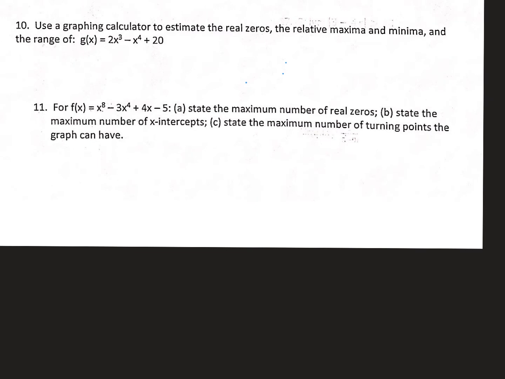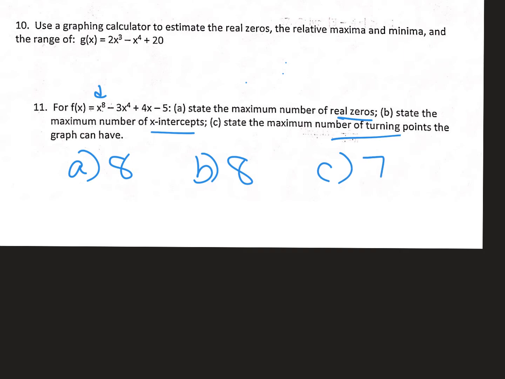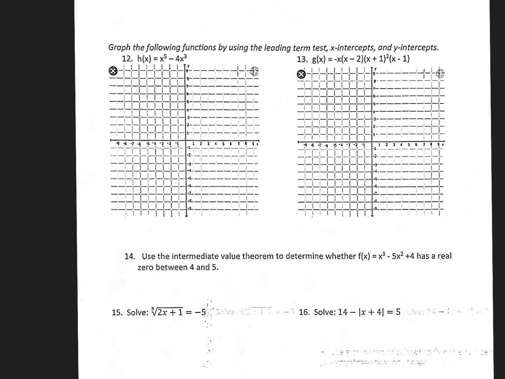Number 11 says state the number of real zeros. The number of real zeros is always the same as the degree. The degree on this one's 8. Part B, state the maximum number of x-intercepts. Guys, x-intercepts are zeros. That's what they are, okay? So it's also 8. Part C, how many turning points does it have? The maximum number of turning points is always 1 less than the degree. So it should have 7 turning points max.